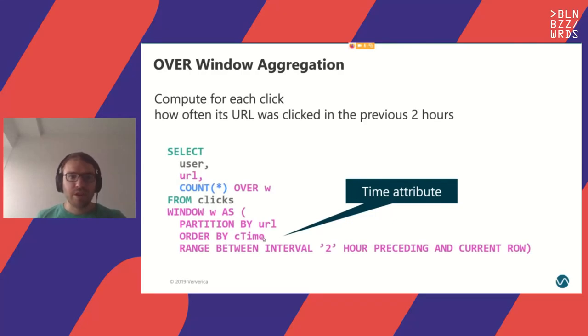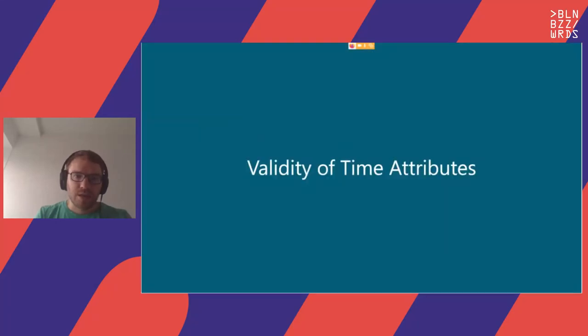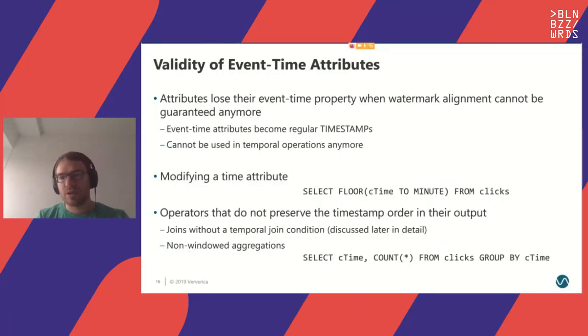So it really needs to be a proper time attribute, which means Flink knows it's ascending. If it's just a timestamp, any kind of timestamp, you can also have tables with whatever timestamps you want. But in that case, Flink lacks the knowledge that it's ascending and cannot really perform the computation. And it could happen that you have a time attribute and it loses this time property. When this happens, the event attribute becomes just a regular timestamp, and it cannot be used in these temporal operations anymore.